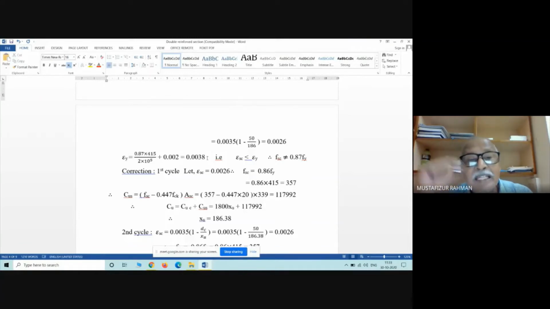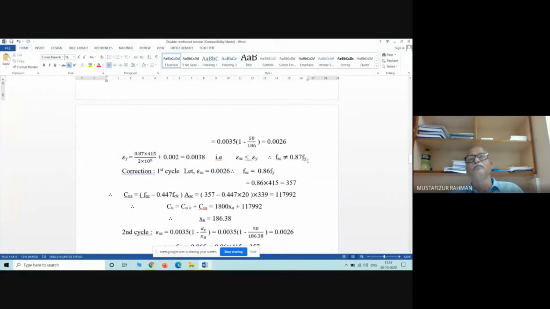Now, strain in steel in tension zone is more than strain in steel in compression zone. Strain means deformation, so if deformation is less, that means the induced force is less. That means stress in steel in compression zone will be less than in tension zone. So this is the thing. That means fsc is not equal to 0.87 fy.